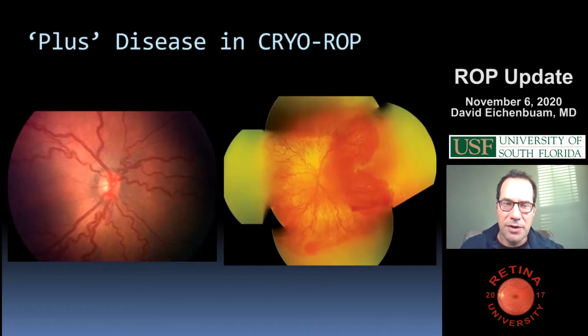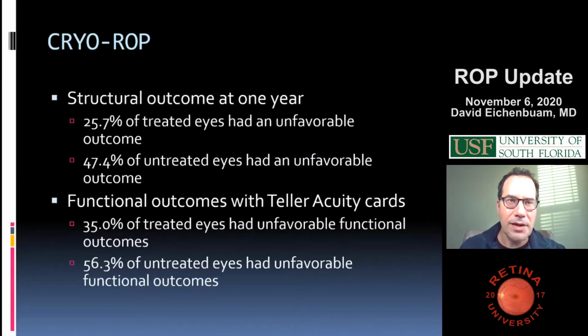ROP is very visual. It's pattern recognition. Once you get good at it, it's very easy to see what normal versus abnormal looks like. So what happened in cryo-ROP? Well, outcomes were bad all around, but they were better when patients were treated with the cryo. When patients were treated with the cryo, only a quarter of them had unfavorable outcomes, meaning these horrible detachments and NLP vision, basically. If you look at the treated eyes, they did relatively well.